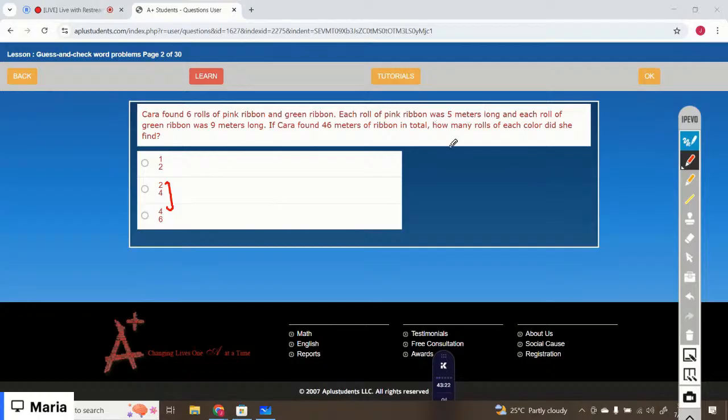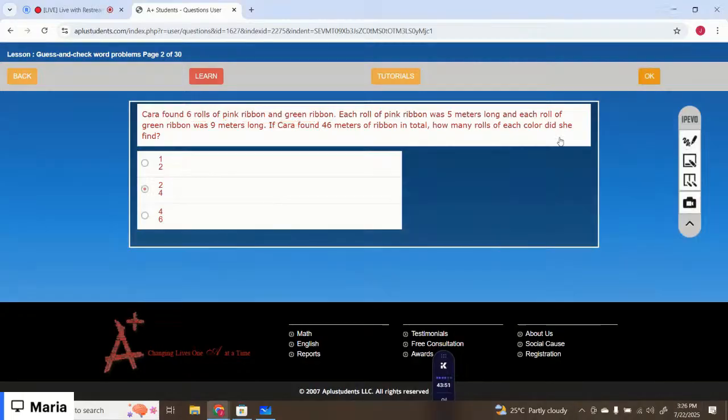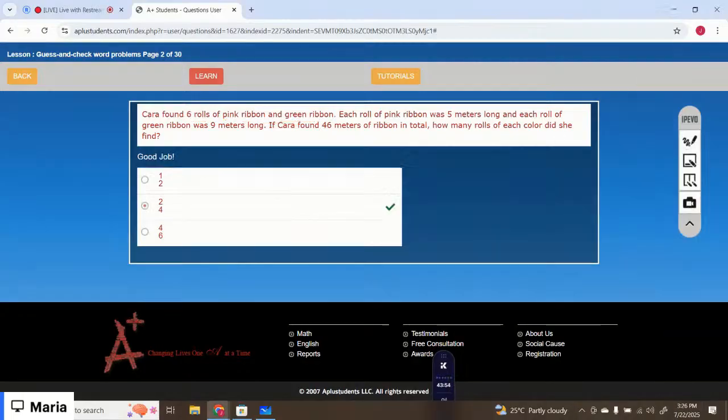So 2 times 5 plus 4 times 9, and together they make 46. 2 times 5 is 10 and 9 times 4 is 36. So 46 is equal to 46. So that is the correct option. How do I know the correct option is 2 and 4? Just look at it: Kara found 6 rolls of pink and green ribbon. So 2 and 4 make 6. 1 and 2 does not make 6, and the same with 4 and 6. So the correct option is option number 2, that is 2 and 4.